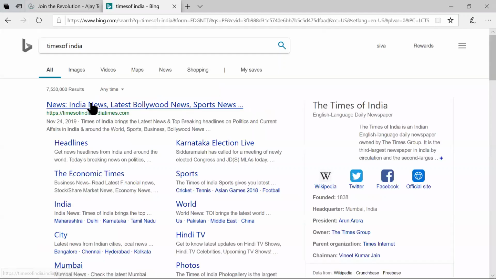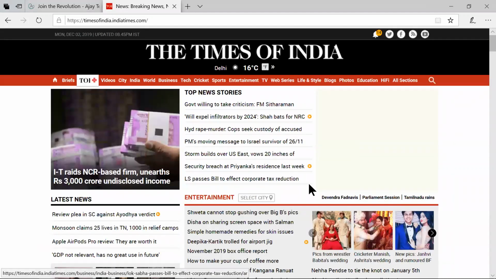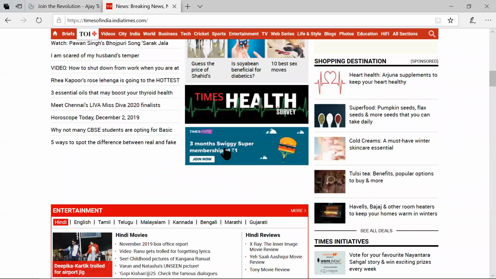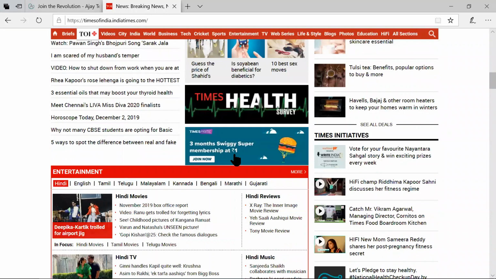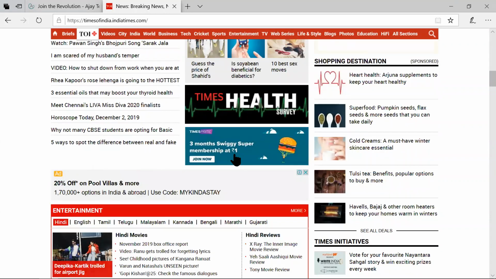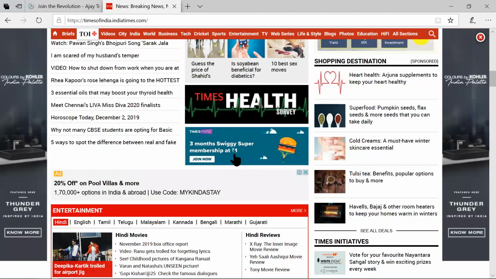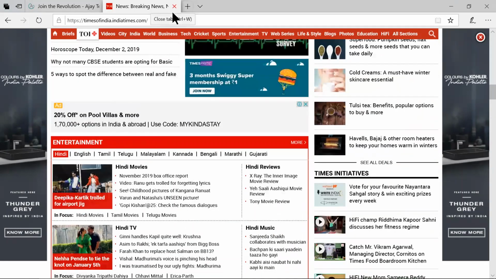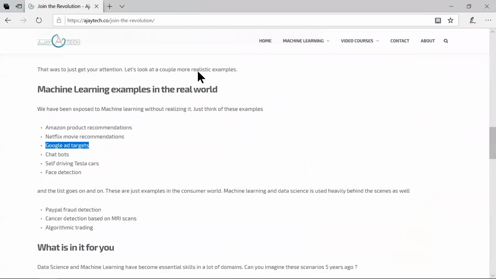You just type in Times of India, right? This is today's news. And you can see that there should be some ads here somewhere. See, 3 months Swiggy super membership at ₹1. So why is that being shown? Because Google, on this browser, has stored my preferences. So I use Swiggy a lot. So it is boosting that particular ad so that it makes sense to me. That's called targeting an ad, right?